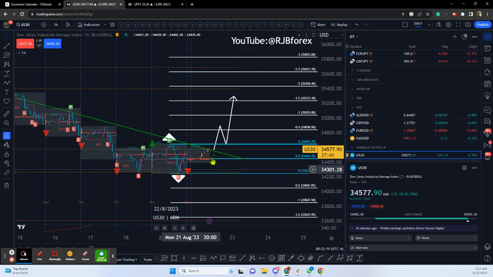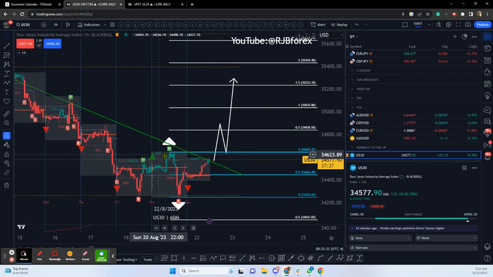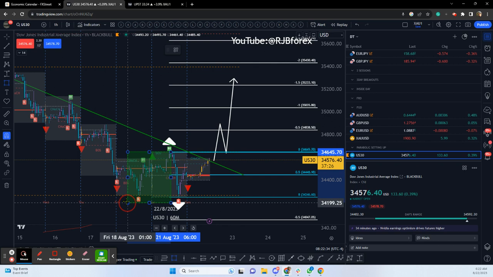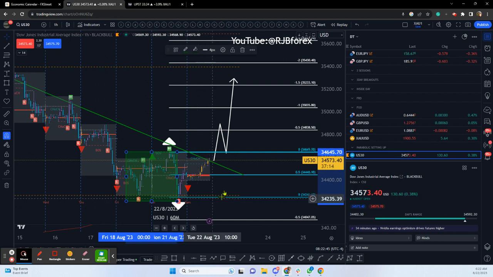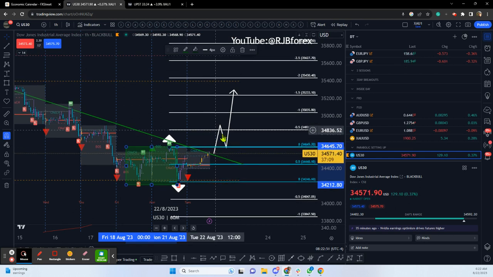So if we get that squeeze on, what I've done is I've basically measured the top to bottom of the current box, this rectangle, this box that we're inside of at the moment, but we could break to the top side of it. And I've done a 100% expansion, because that's often what you can get. You can get 100% expansions or 50% expansions of the box. So 50%, 100, 150, 200.